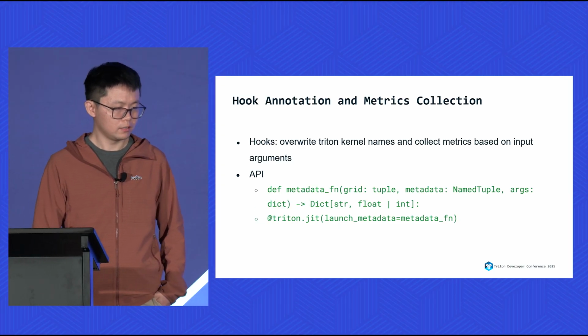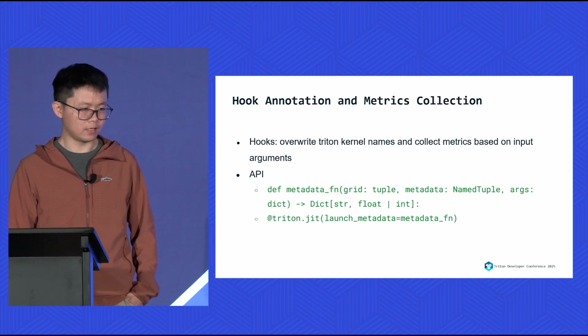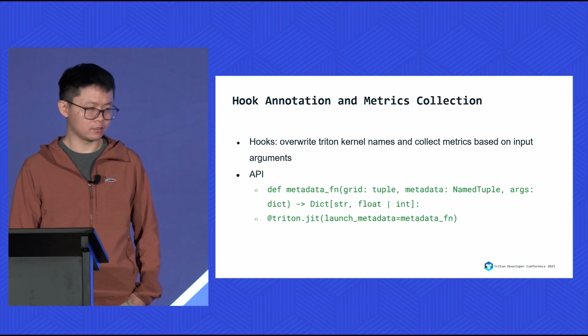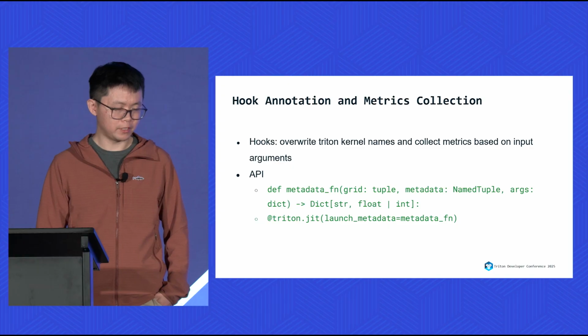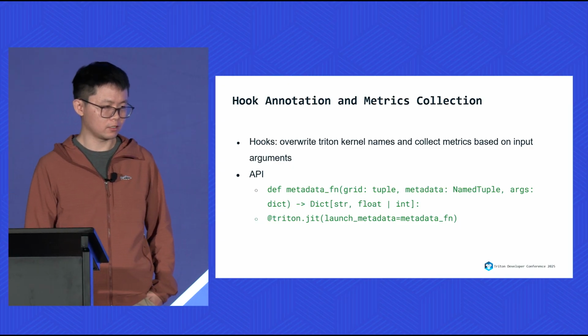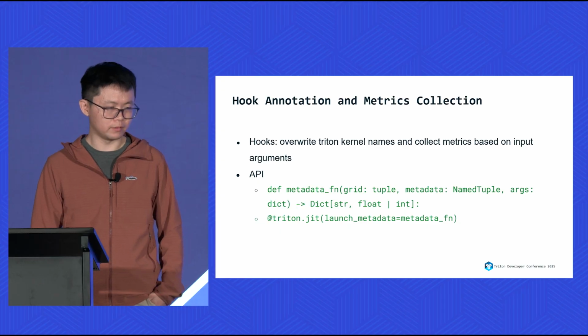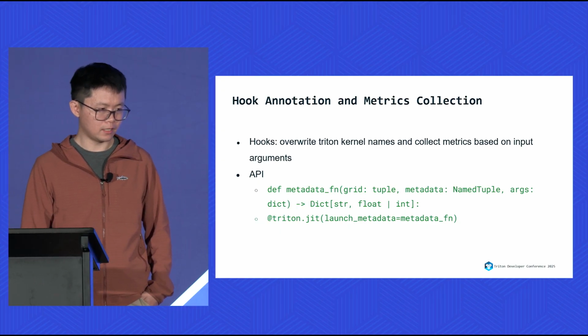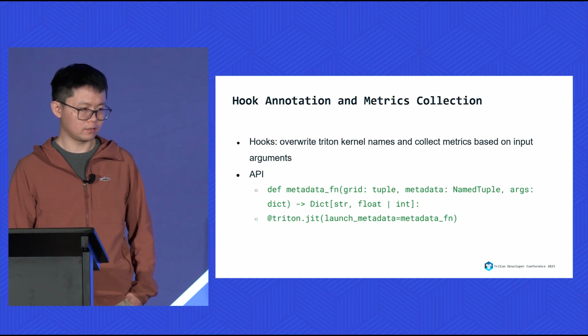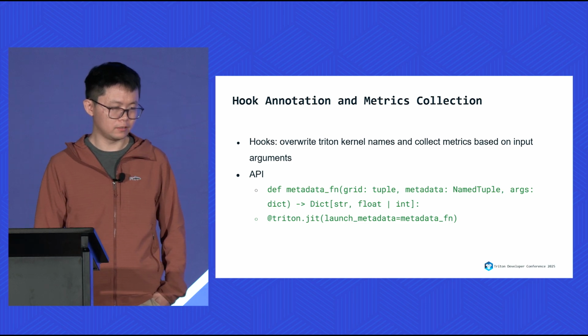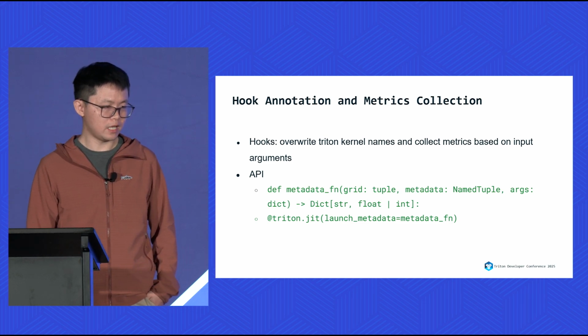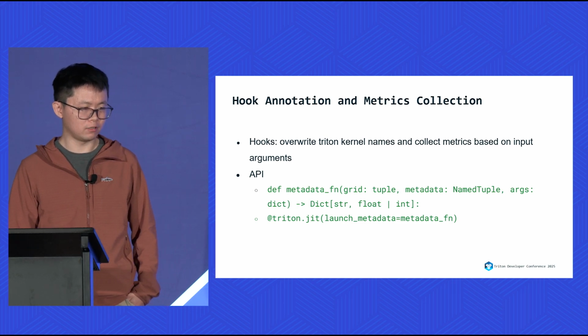Hooks are callbacks that are launched before and after Triton kernel launches. Using hooks, basically you need to define a callback with 3 arguments, including the grid size, the metadata, as well as arguments associated with the kernel launch. Then, after performing some user-defined metric calculation, we're going to return a dictionary consisting of the name of the metric as well as the value of the metric.